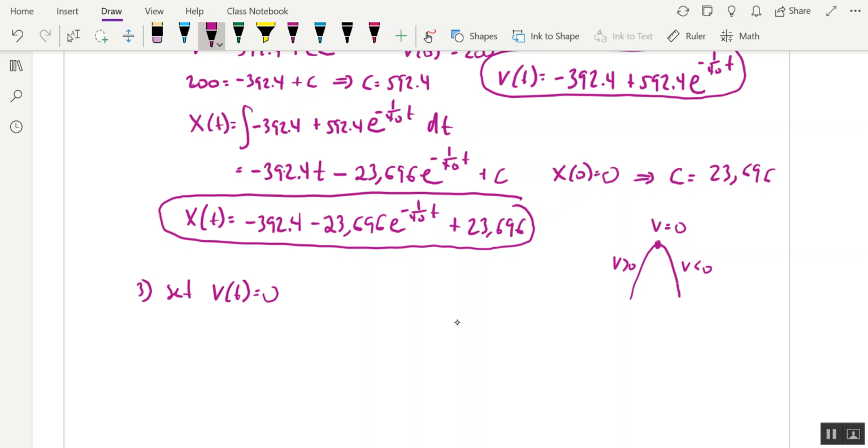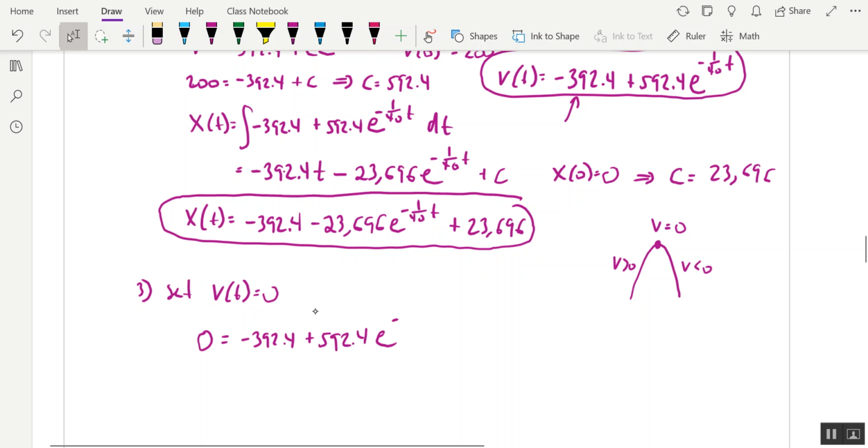Now, one way to do this would be to graph V of t on Desmos. So write a function V of t equals this up here, and then see where it crosses the axis. And that'll give you V of t equals 0. But this is actually easy enough to solve by hand. 0 is negative 392.4 plus 592.4 e to the negative 1 over 40t.